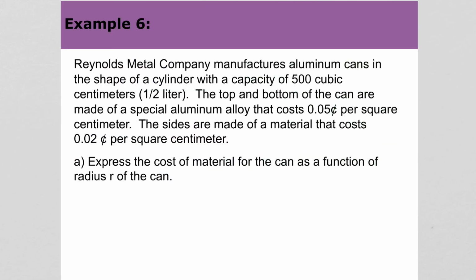The last example we're going to look at is a real-world problem. Reynolds Metal Company manufactures aluminum cans in the shape of a cylinder with a capacity of 500 cubic centimeters. The top and bottom of the can are made of a special aluminum alloy that costs 0.05 of a cent. That's not 5 cents. That's 0.05 of a cent. That's a good thing. Per square centimeter. The sides are made of a material that costs 0.02 of a cent per square centimeter. Express the cost of material for the can as a function of the radius of the can. Okay. So the first thing we want to talk about is the volume.